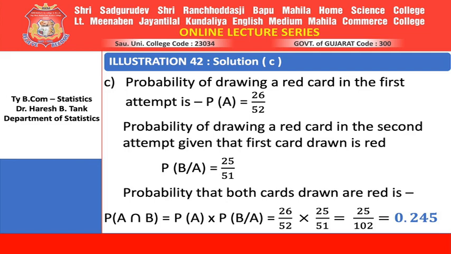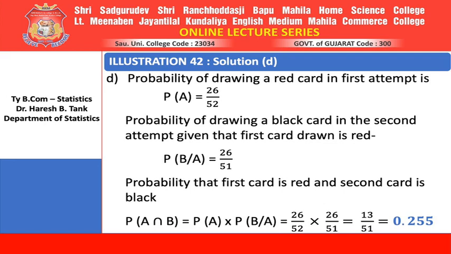So probability of both the cards being red is nothing but probability of A intersection of B, which is equal to probability of A multiplied by probability of B, where A already occurred. That means simply it is a product of these two probabilities. 26 upon 52 multiplied by 25 upon 51, simplifying it, it comes to 25 upon 102. More simplifying it, it comes to 0.245. Right?